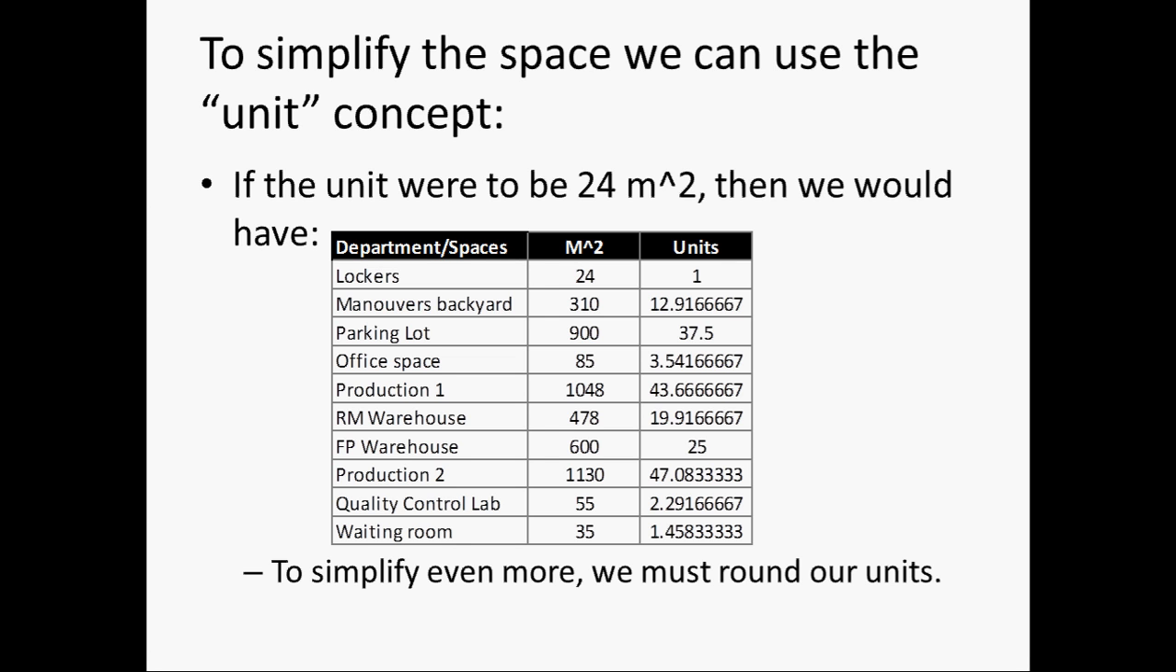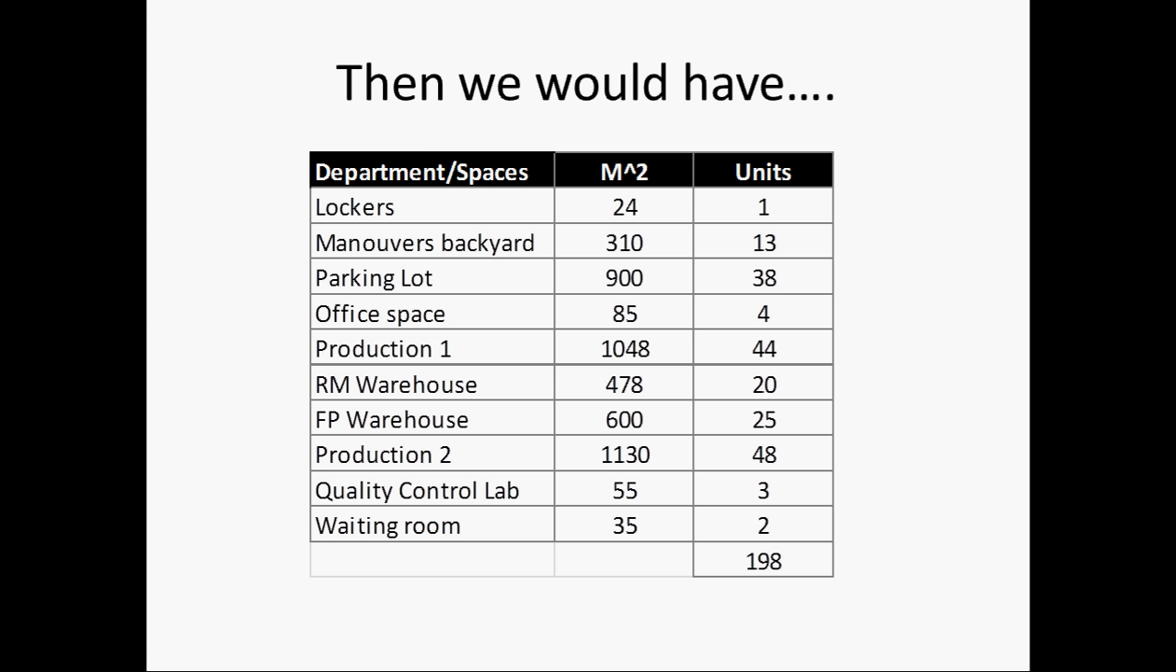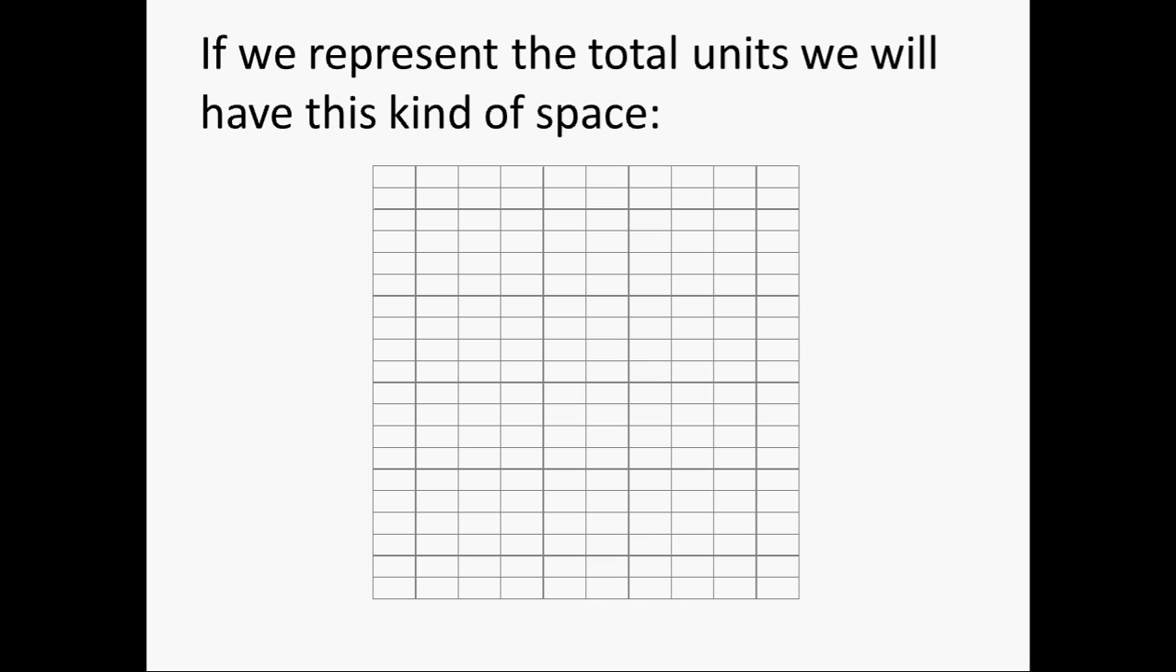To simplify even more, we must round these units to the upper number. And we will have this new representation of the space needed for each department. For example, lockers is no longer 24 square meters. Well, it is 24 square meters, but it's represented just as one unit. If we represent the total of units, we will have this kind of a space. This is a representation. This is not the real space. This is a model of the terrain in which we will build this layout.